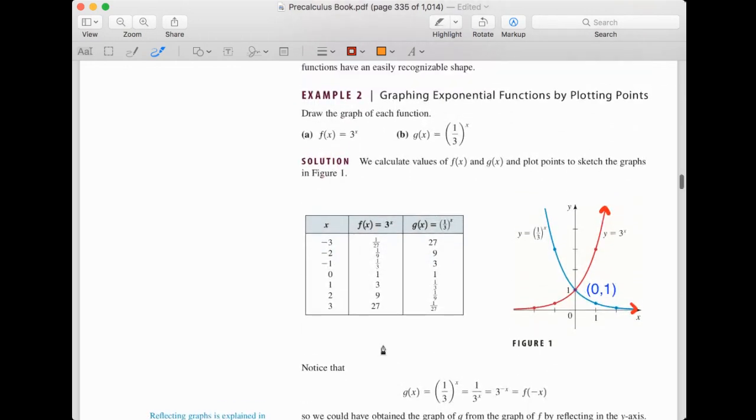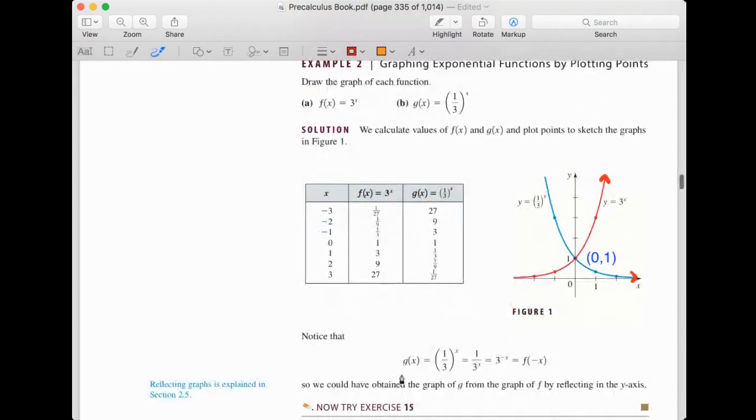And notice these functions. Those two functions are reciprocal with each other. So 1/3 to the x we can write as 3 raised by negative x, right? So g of x we can write as f of negative x, right?